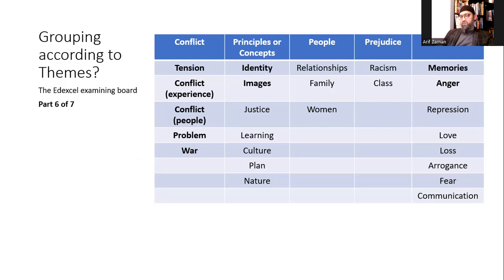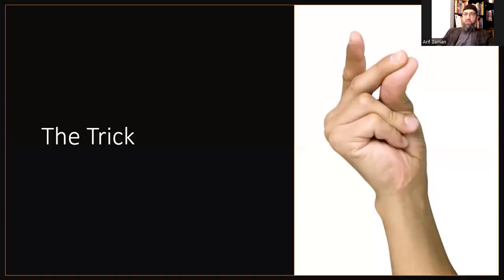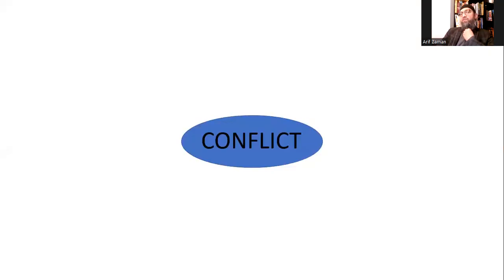What about prejudice, where you have the theme of racism and the theme of class or classism? And finally, you have human traits. So you have memories and anger that's already come up, but other possible human traits that could become a theme are repression or love or loss or arrogance or fear or communication. So the trick, I think, is that what you should do is focus on conflict.